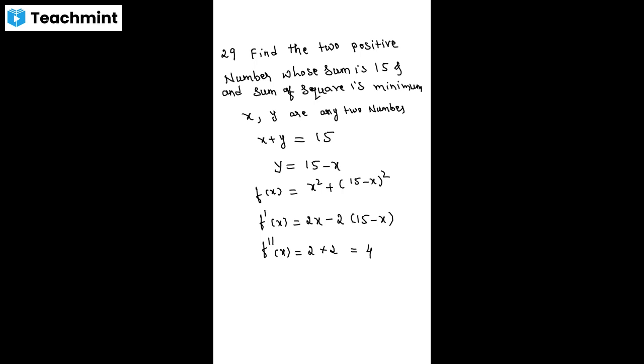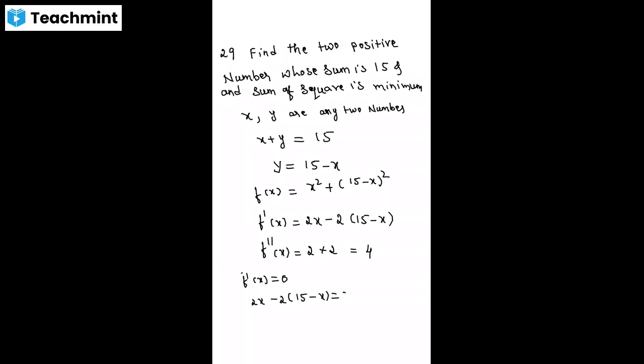So what is the procedure? We have to equate the first derivative to 0 to identify the maximum and minimum. F dash of x is equal to 0, that is, 2x minus 2 into (15 minus x) is equal to 0.